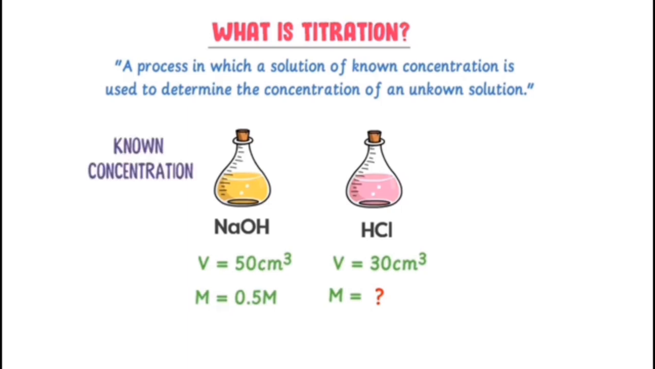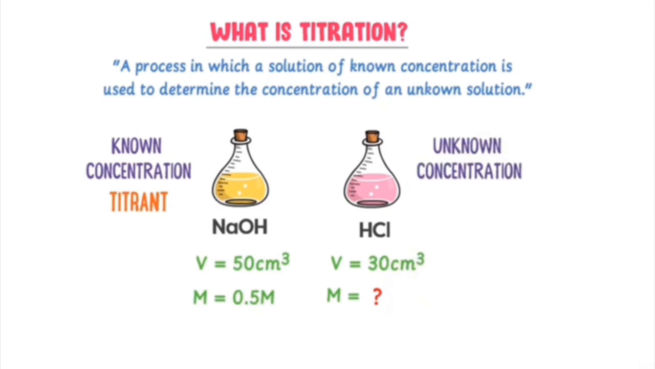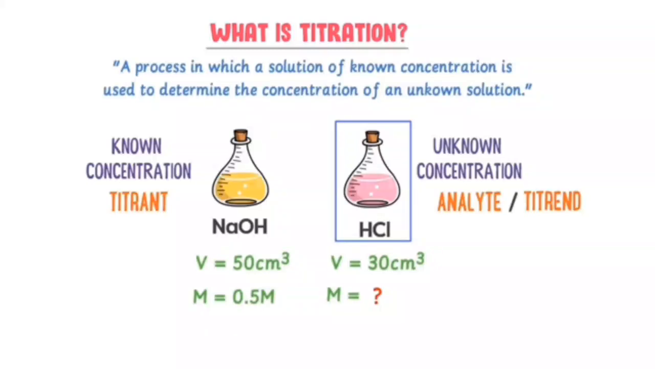This is a solution of known concentration, it is called titrant. While this is a solution of unknown concentration, it is called analyte or titrand. In titration, we use this solution of known concentration to find the concentration of this solution. This whole process is called titration.